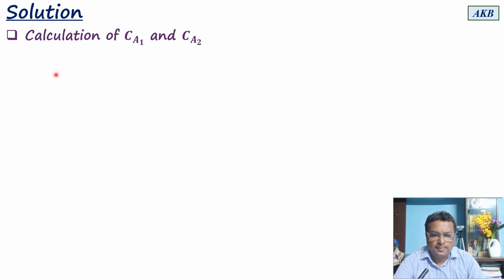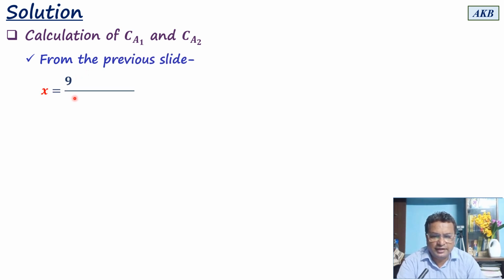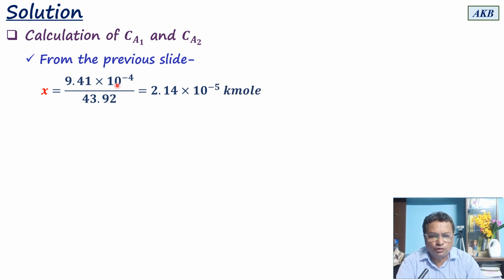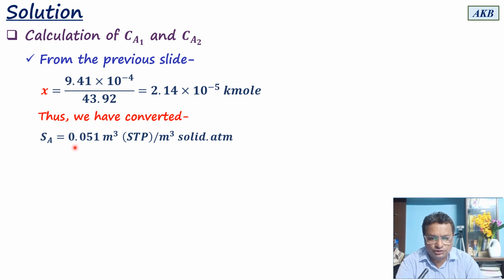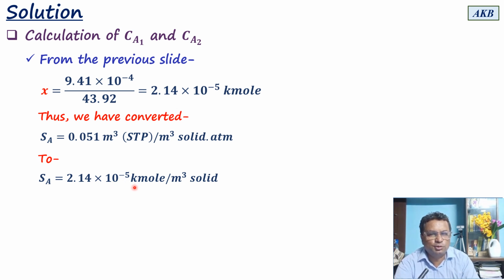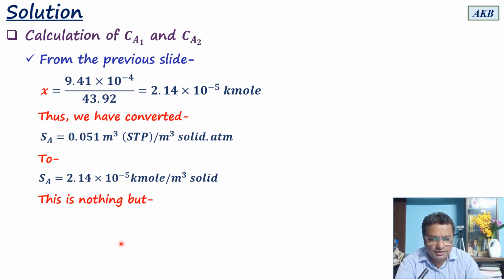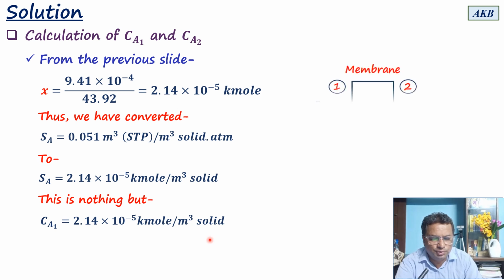On the previous slide we got x. X was 9.41 into 10 to the power minus 4 divided by 43.92, which is 2.14 into 10 to the power minus 5 kilomole. That means now we have converted SA, that is solubility, which was 0.051 meter cube at STP per meter cube solid per atmosphere, to kilomole per meter cube of solid. So now solubility is 2.14 into 10 to the power minus 5 kilomole of hydrogen per meter cube of solid at the given conditions. So this is nothing but Ca1. So Ca1 is 2.14 into 10 to the power minus 5 kilomole per meter cube of solid.